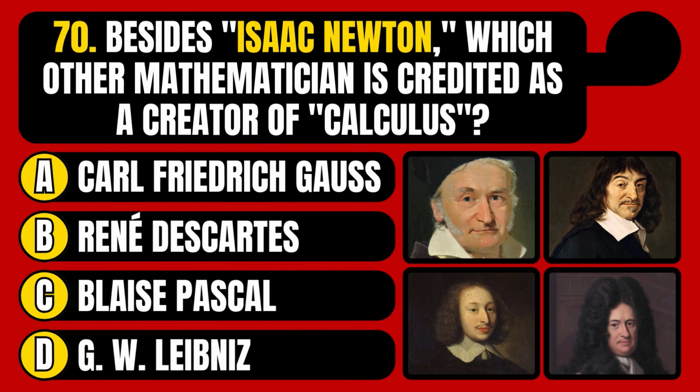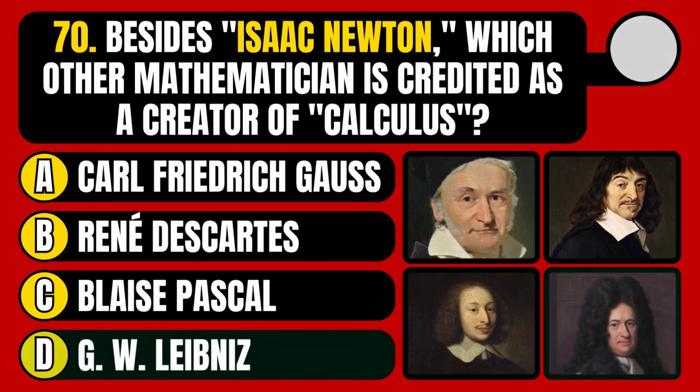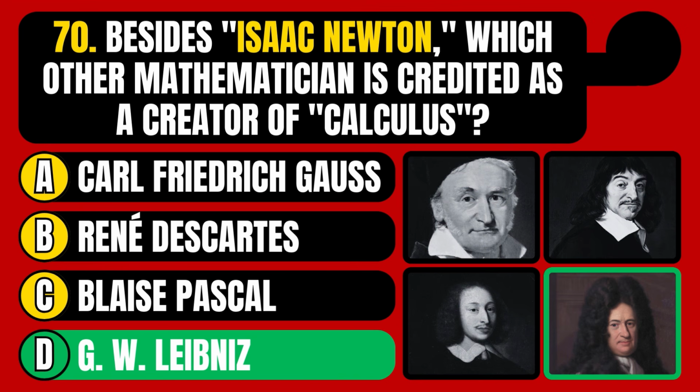Besides Isaac Newton, which other mathematician is credited as a creator of calculus? Carl Friedrich Gauss, René Descartes, Blaise Pascal, or Gottfried Wilhelm Leibniz? The correct answer is option D, Gottfried Wilhelm Leibniz.